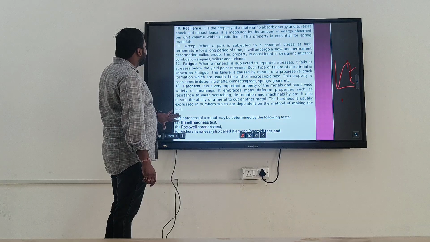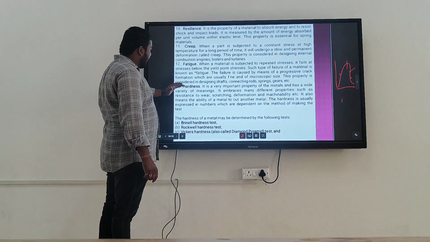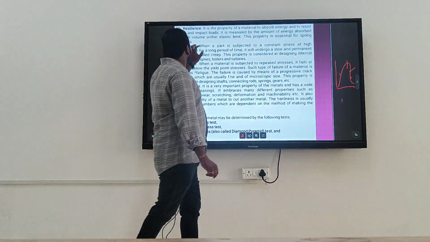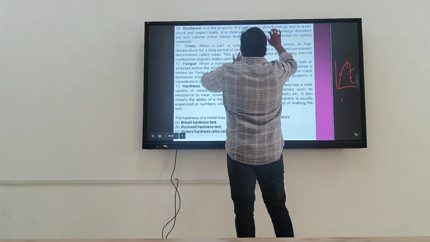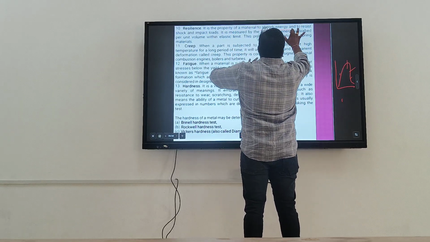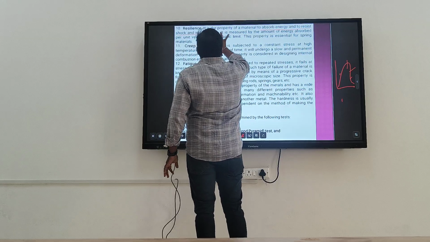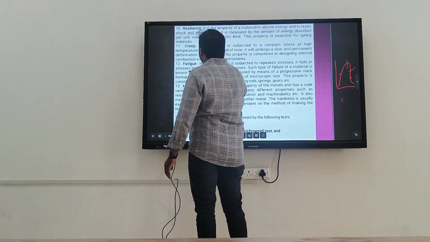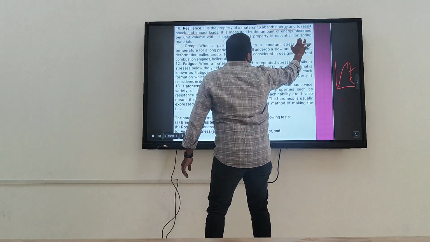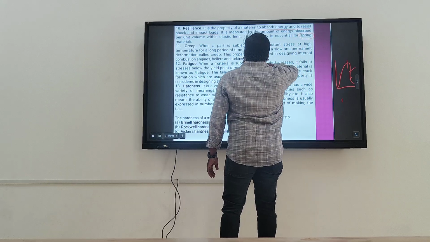So in resilience, creep, fatigue, and hardness, the most important part is that resilience is the property of a material to absorb energy and to resist shock and impact loads. This is the main part of resilience. The main example of this is a spring.